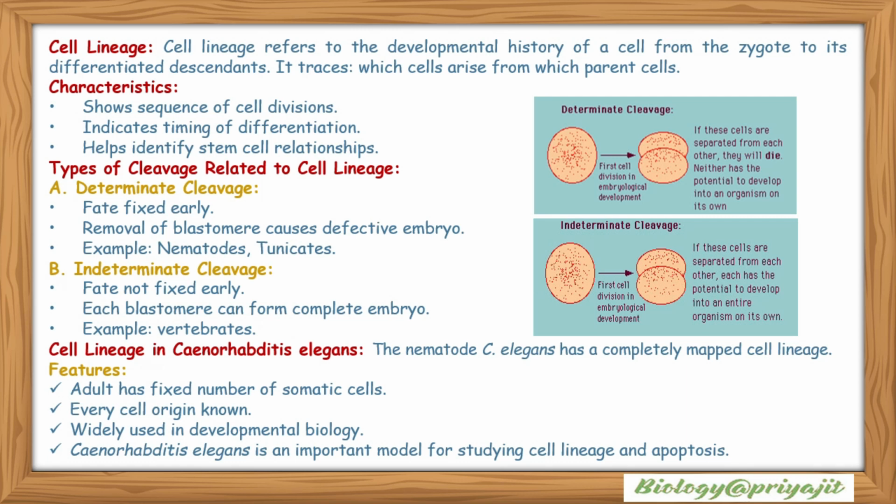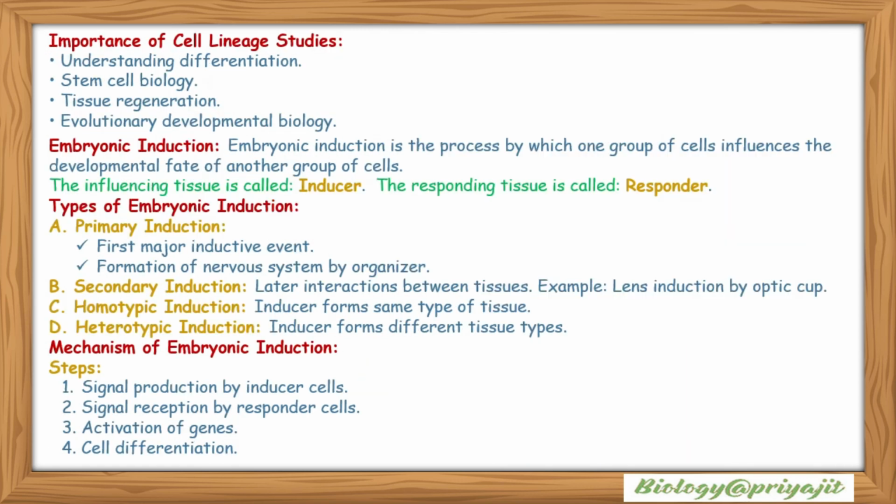Caenorhabditis elegans is an important model for studying cell lineage and apoptosis. Importance of cell lineage studies: understanding differentiation, stem cell biology, tissue regeneration, and evolutionary developmental biology. Then we will go on to embryonic induction.